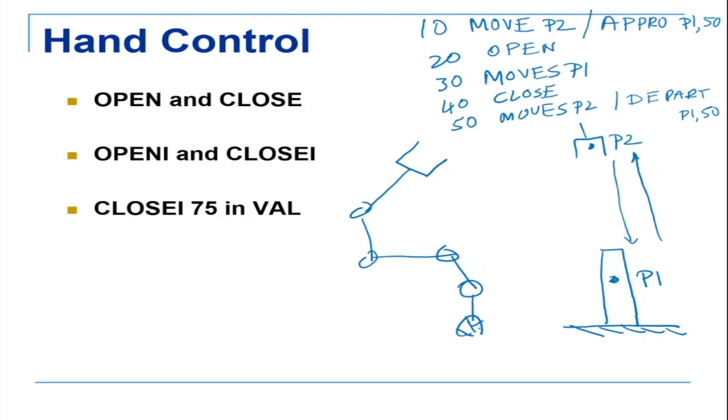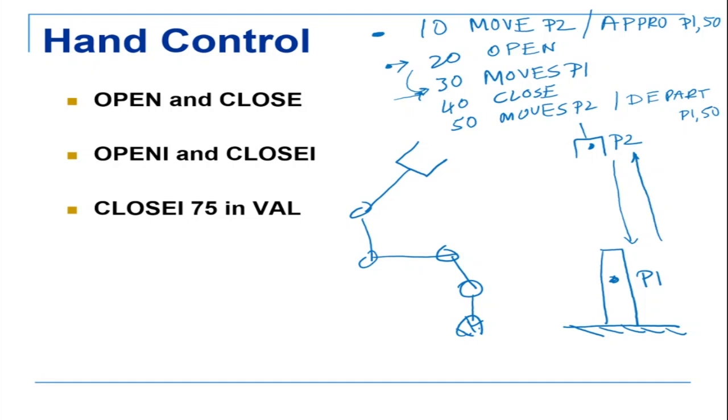Now, if you look very closely and think how a program actually works, then the compiler will come to this line. Okay, it will execute the line, then it will go to the next line. That's how it works sequentially. So in this line, it says open. So the gripper is going to open, and the moment this line is executed, it will come to the next line and it will say moves P1.